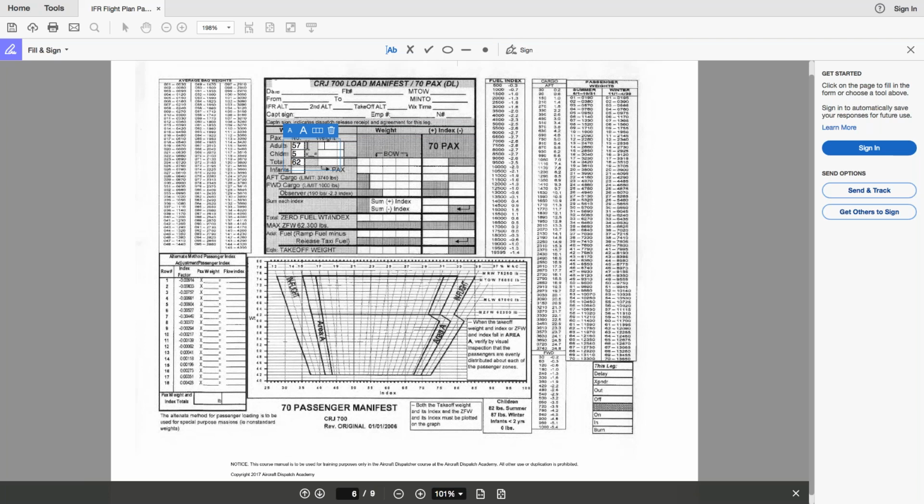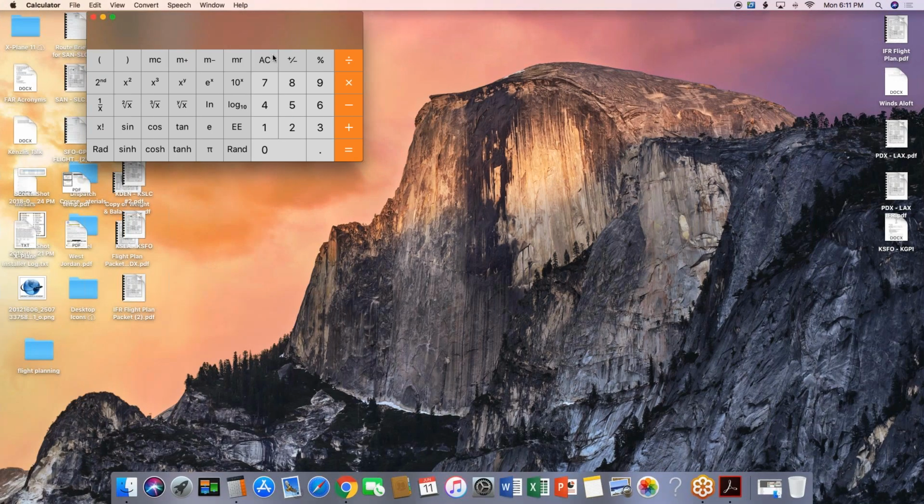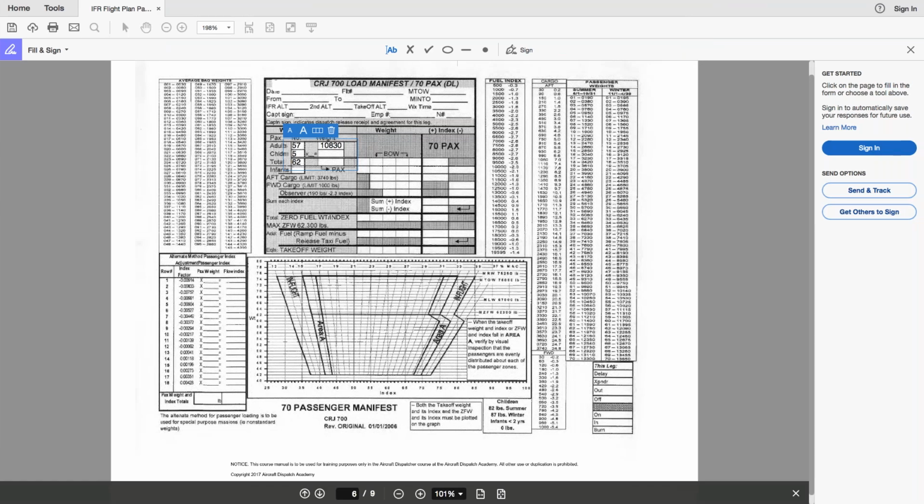So 57 adults in our summer weights equals 10,830. Can you guys see it better on your sheets? I can't see. Yeah, that's right. 10,830. And for the kids, we just take this 82 pounds here and multiply it by 5. 410 pounds.